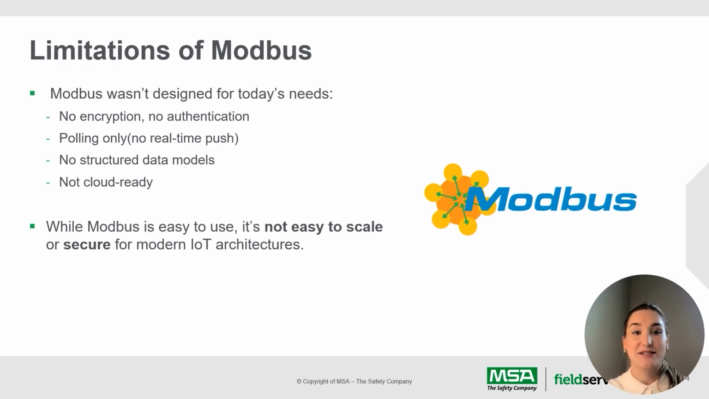Another limitation is that Modbus doesn't use structured data models. What you are getting are just raw register values, basically just a bunch of numbers. For example, register 4001 might be a temperature value in Celsius, but Modbus does not tell you that. There's no metadata, no labeling, no hierarchy, nothing to explain what the data means. This makes it hard to scale, especially because every new integration requires someone to manually define and interpret those registers. There's no self-describing data, which modern systems rely on for interoperability.